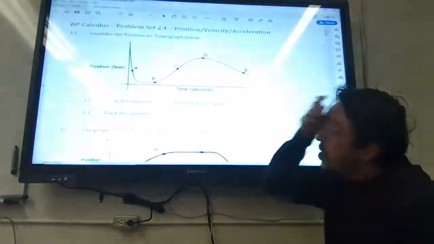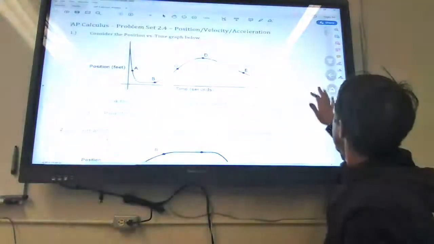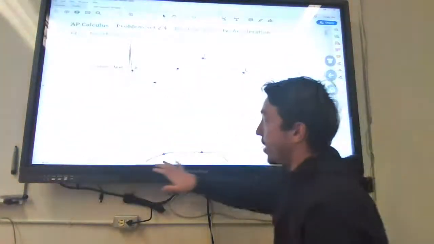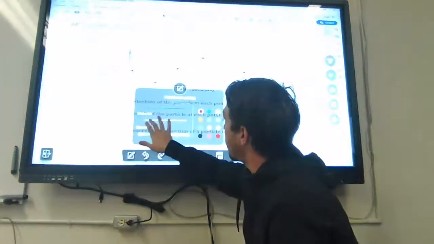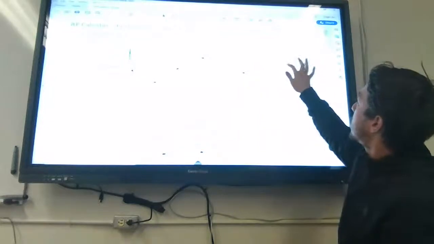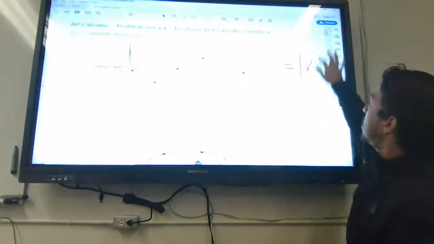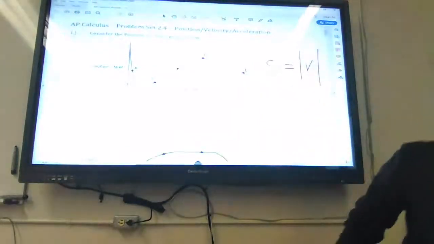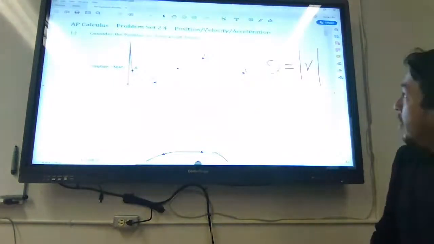That's the only difference. If you want to be mathematical, you can make a simple statement like speed by definition is just the absolute value of velocity. That says it all right there. That's everything you have to know about speed and velocity.